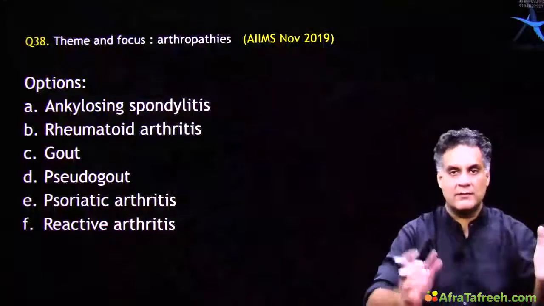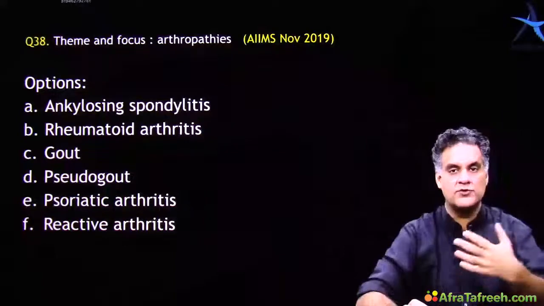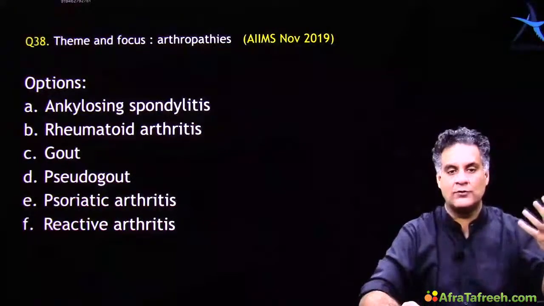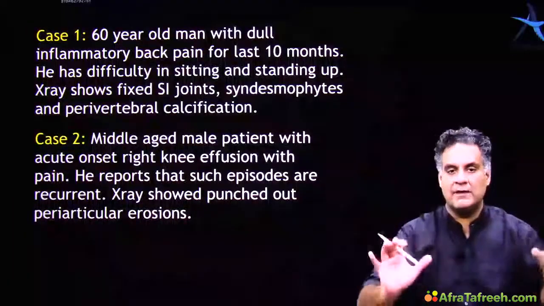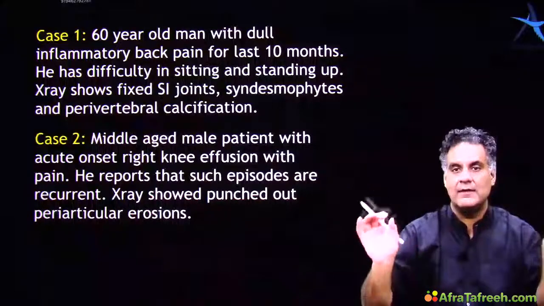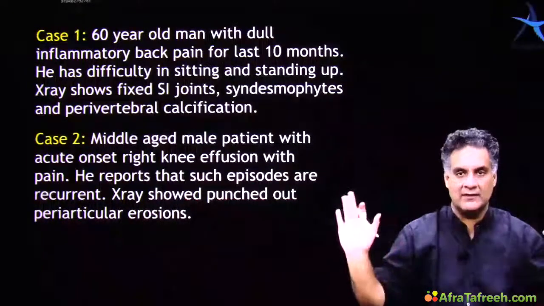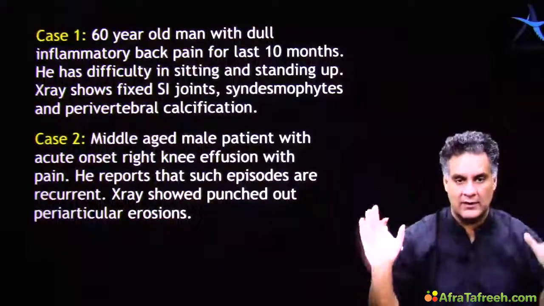So theme and focus type of questions are being asked in AIIMS now. They'll give you multiple options and then you have to choose along the theme. So the options were ankylosing spondylitis, RA, gout, pseudogout, psoriasis, reactive arthritis. A 60-year-old man, dull back pain for 2 months, difficulty in sitting, standing up. There is fixed SI joints. You will think of AS. Irrespective of age, if sacroiliitis is talked about, think about ankylosing spondylitis.